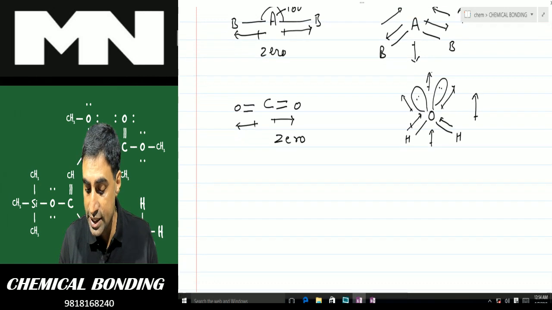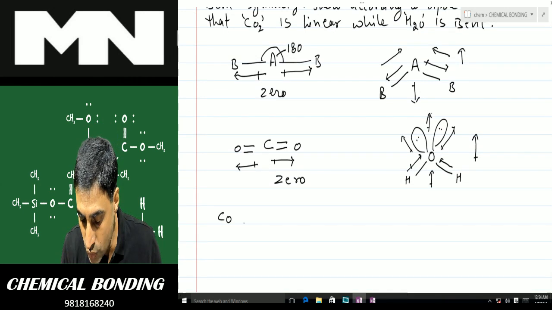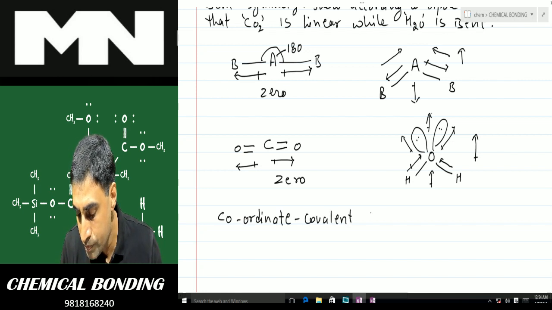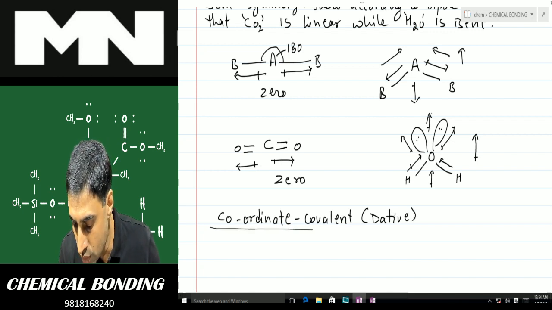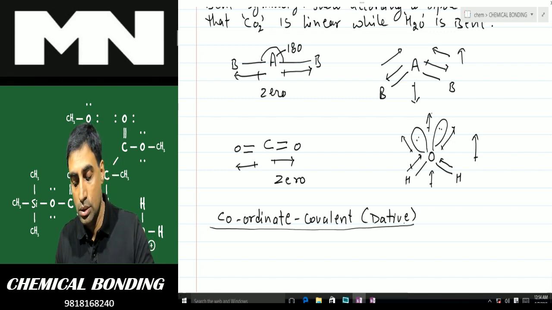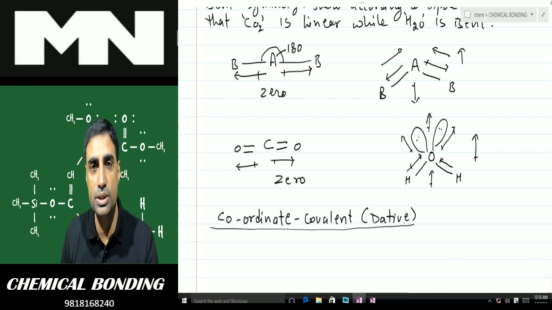Next, I'll teach you something about the coordinate bond. So we'll see coordinate covalent, also known as dative bond. Coordinate covalent or dative bond. Well, students, you should learn this bonding seriously, because although you've got a very small topic in 11th standard, you've got a complete chapter in 12th. In 12th standard, in book 1, the last chapter is coordination chemistry, and that is basically based on this bonding.